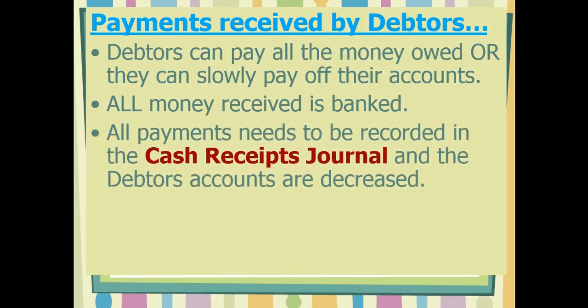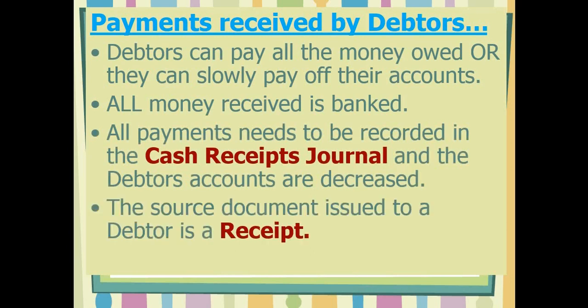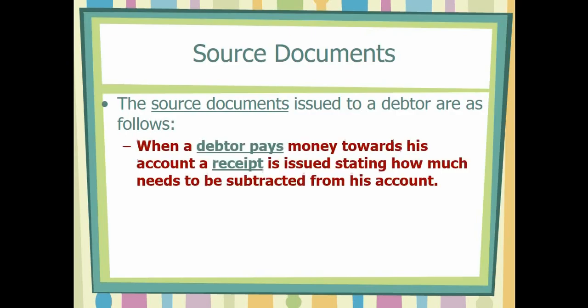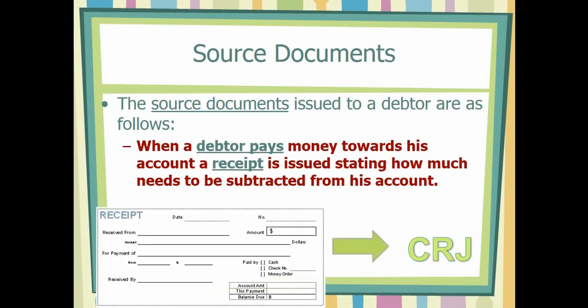When they start paying us back, the debtors account decreases. It goes down. Remember, debtors account is an asset. It goes up on the debit side and down on the credit side. The source document we use to indicate that they have paid us is a receipt. So here we go. When the debtor pays us, we give them a receipt and we subtract how much they now owe us, and it goes into our cash receipts journal.